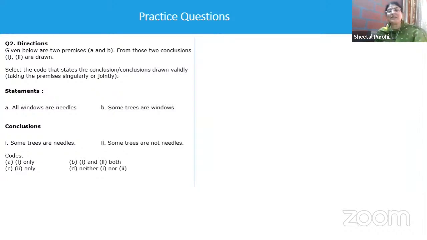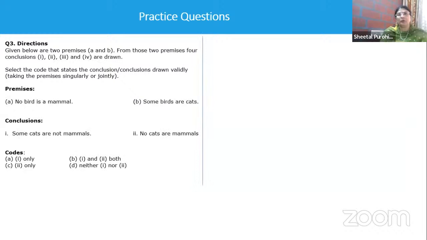So only some trees are needles, but there are certain trees which are not needles because they are not matching with windows. So A and B, the first one and the second one, both the conclusions are correct. So it has to be the option with both. Look into it quickly. Do this question now.